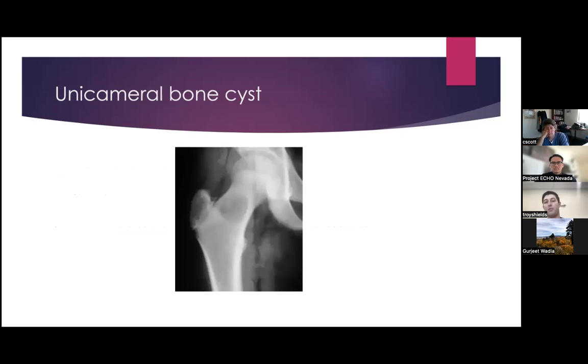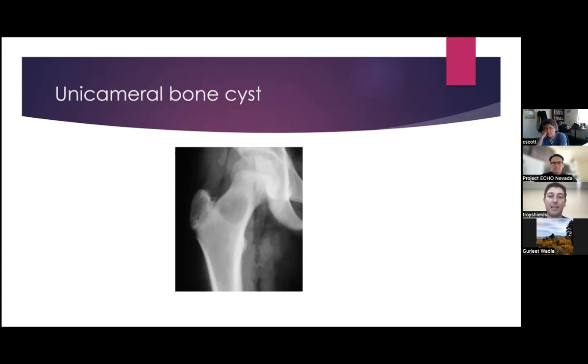So here's what we mean by that. This is a UBC within the proximal femur. They occur close to the growth plates, and they'll grow with the kids. Typically, once the person has reached maturity, done growing, the cysts stop growing as well, and a small portion of those can heal in.